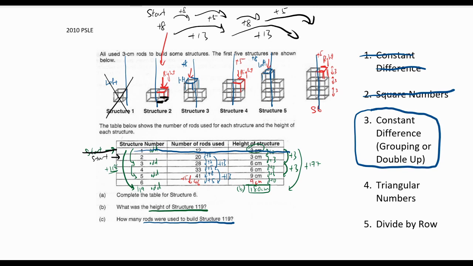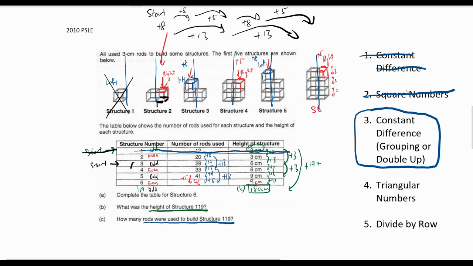However, there's a problem. If we start from structure 2, we can only get to the even structures. Structure 119 is odd, so we can get to structure 120 first and then minus 5 to get to structure 119. Or alternatively, we can shift our starting point to structure 3 and then we can get to the odd rows. If you have no idea what I'm talking about, please watch my video on constant difference, grouping or double up, and then watch this part again. Let's do the second method.